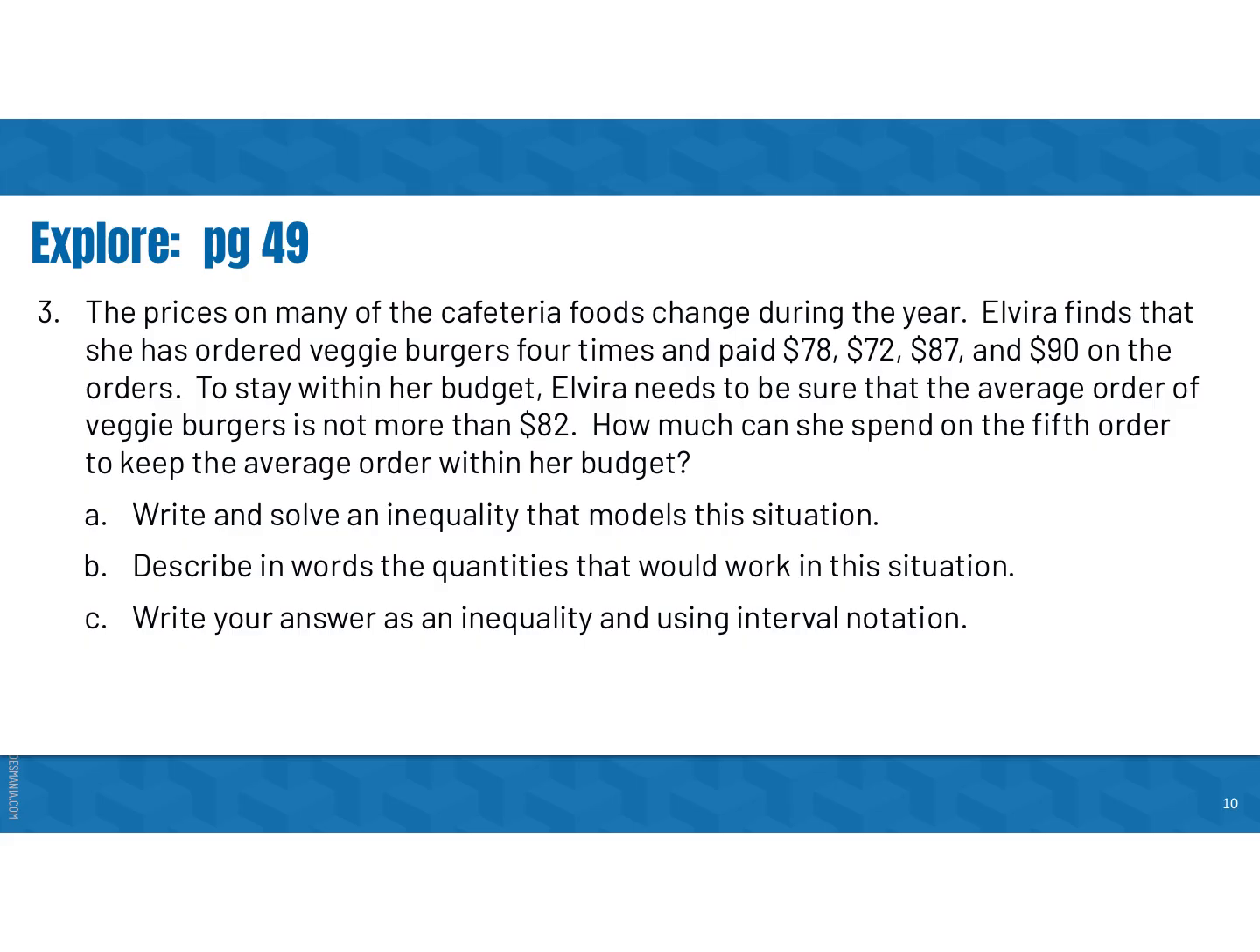All right, let's try number 3. It says the price on many of the cafeteria foods changed during the year. Elvira finds that she orders veggie burgers 4 times and paid $78, $72, $87, and $90 on the orders. To stay with her budget, Elvira needs to be sure that she finds the average order that is no more than $82. How much can she spend on the 5th order? Okay, write an equation and then go ahead and solve it.